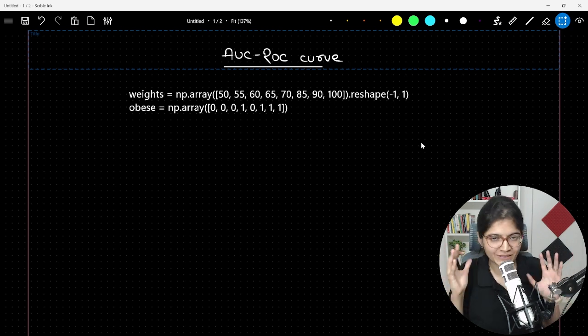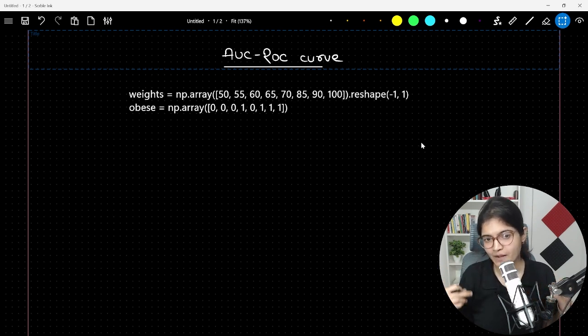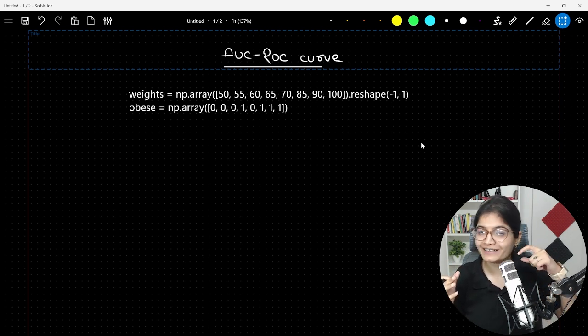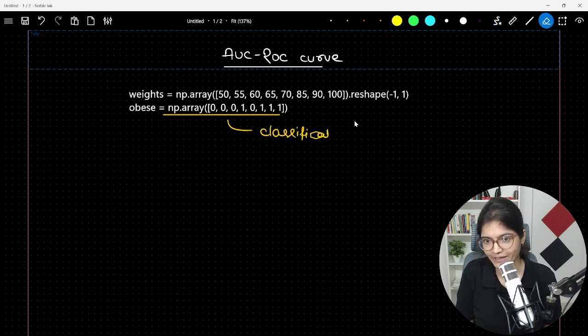Let's assume it's a classification problem, and we have been provided the weights of certain people, and depending upon those weights we need to predict a target value, which is obese, indicating whether a person is obese or not. When the value is 0, it means that person is not categorized as obese. When the value is 1, it means that person is categorized as obese. So 0 and 1, a classification task. We can clearly see that, right?